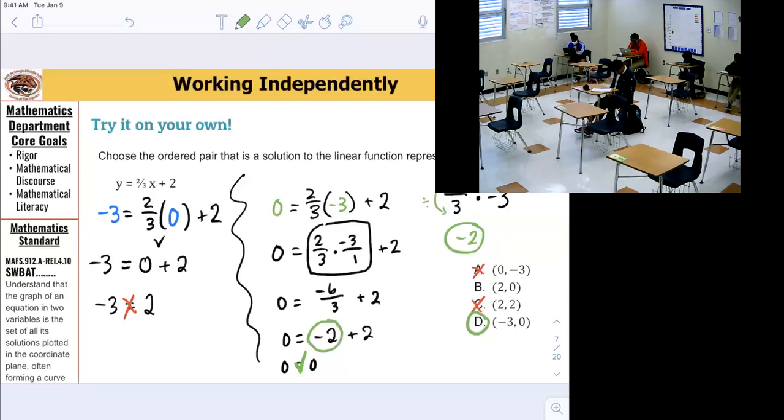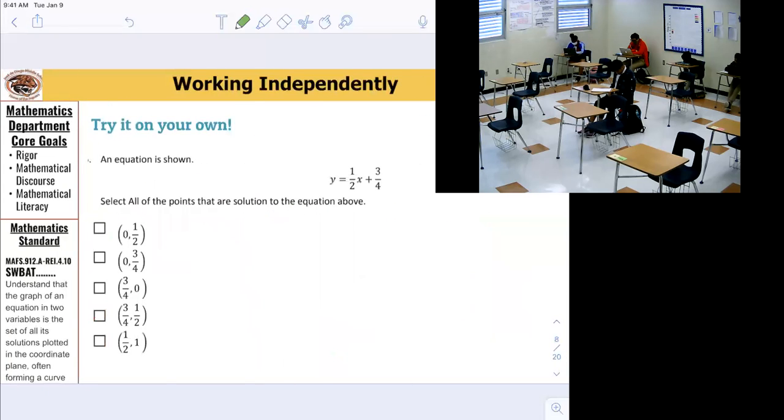Let's do one more. It's got fractions, lots of fractions. So we're going to do a lot of fraction practice. We're going to do this one together because I do want to make sure that I clear up any more confusions you guys might have about fractions. Okay, so I have this equation and I need to select all the points that are solutions. So which strategy am I doing? What am I doing over and over again?